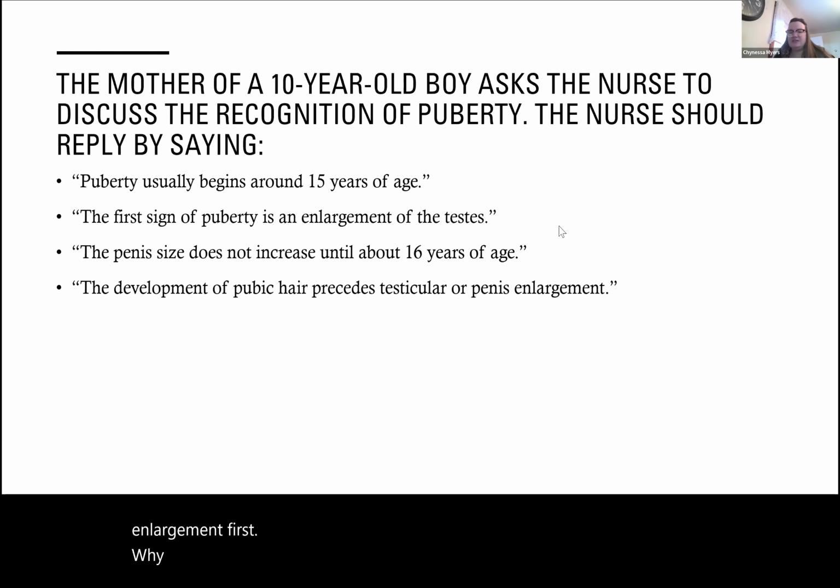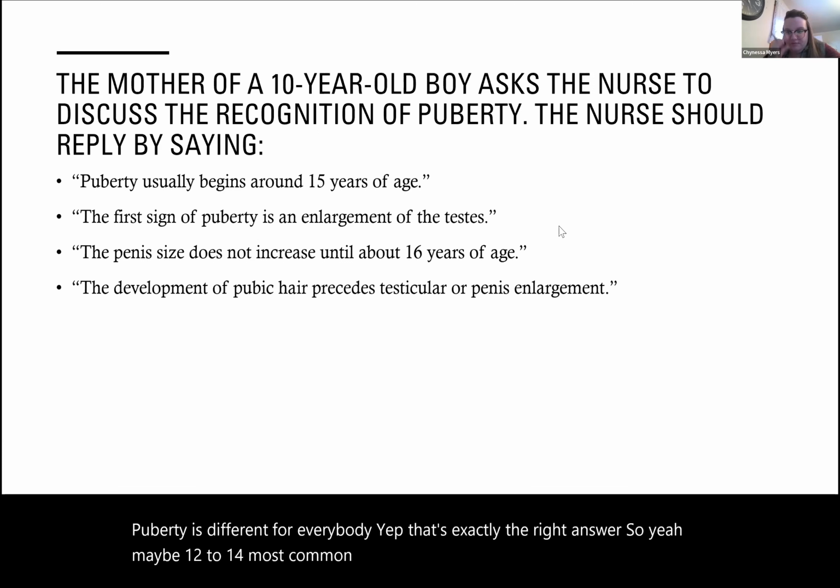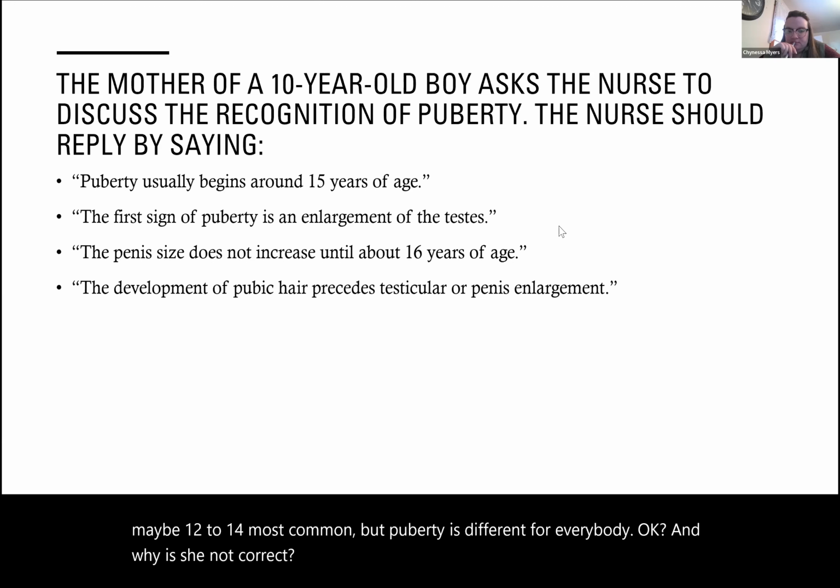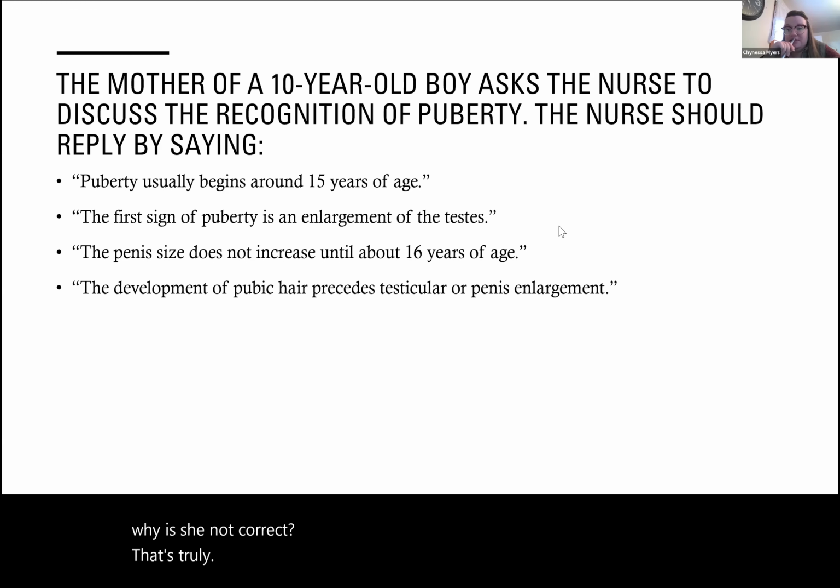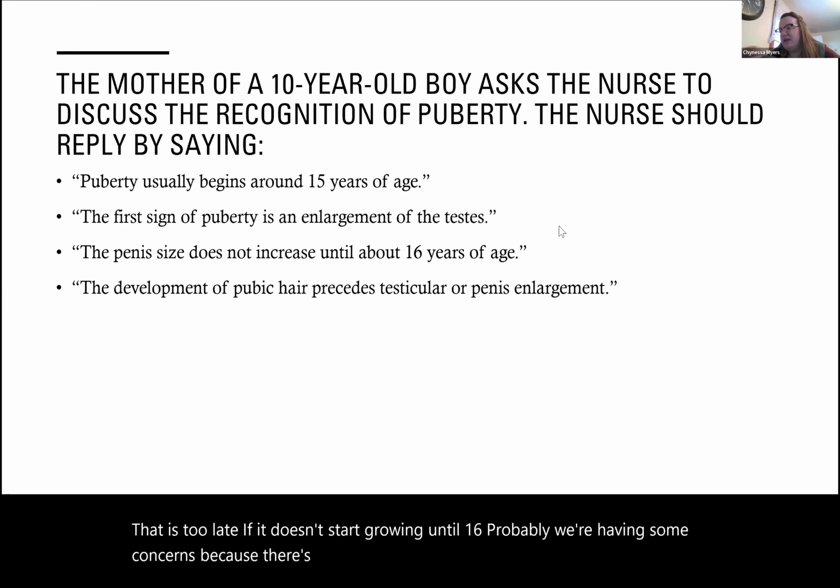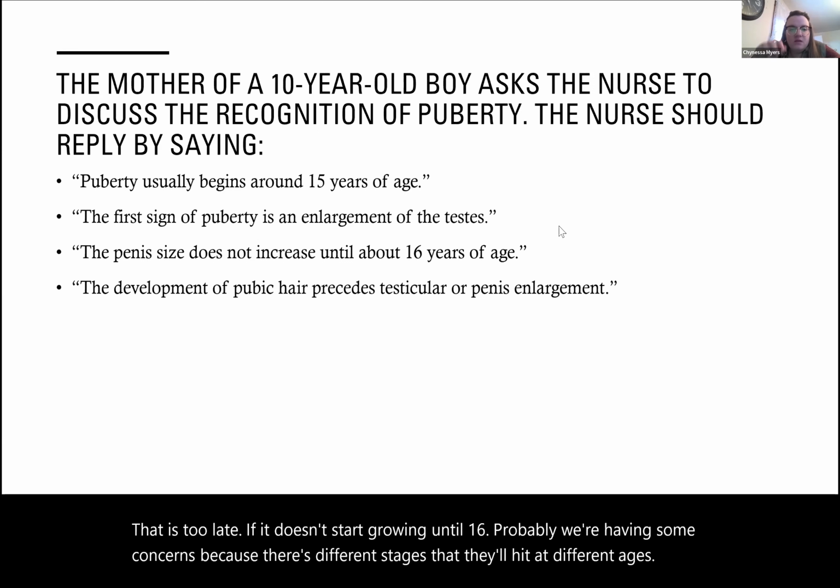Why is answer A not correct? Because it starts from 11 to 14 or 12 to 14. Because puberty is different for everybody. Yep, that's exactly the right answer. So yeah, maybe 12 to 14 is most common, but puberty is different for everybody. Okay. And why is C not correct? That's too late. Yeah, that is too late. If it doesn't start growing till 16, probably we're having some concerns because there's different stages that they'll hit at different ages. Because puberty usually starts earlier.